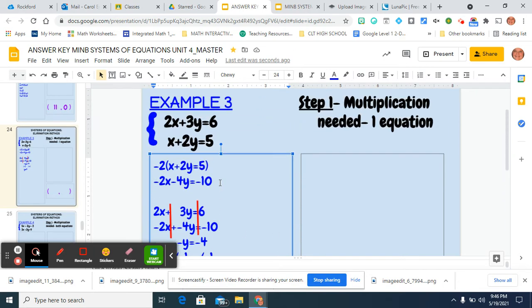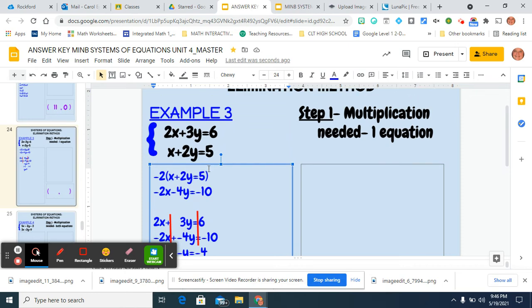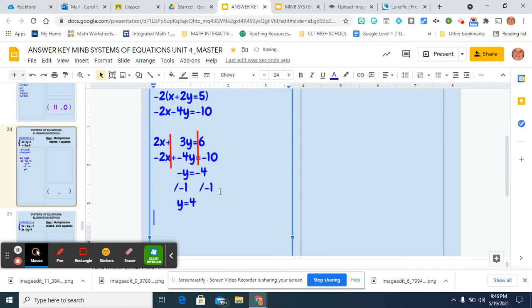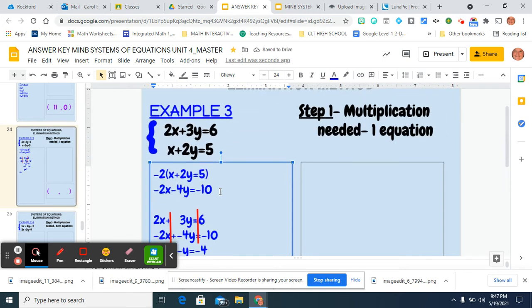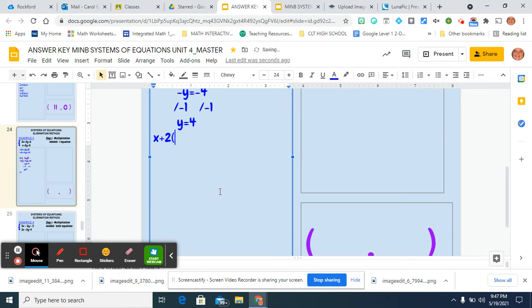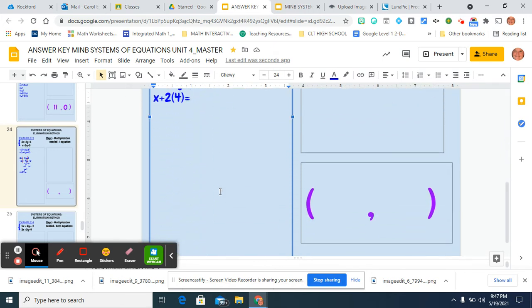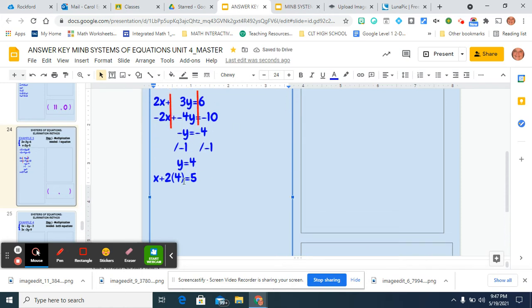Now again, I'm going to go back to an original equation. These are my original equations. Because I know the value of y and x is kind of isolated here, I'm going to use the second one to help me find the value of the second variable, which is x. So I'm going to have x plus 2 times my value of y, which is now 4, equals, I believe it was positive, yeah, 5. See the difference? I don't want to use that 10. I'm going to use the original. So x plus 8 equals 5.